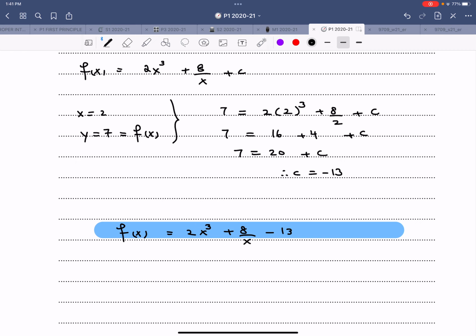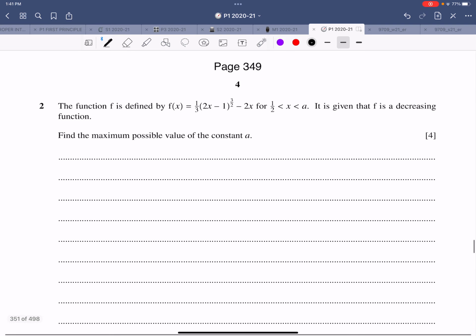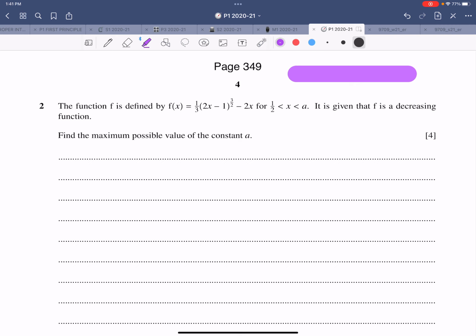Question number 1 done. Question number 2. Now it says the function f is defined by such and such. It is given that f is a decreasing function. So it's a decreasing function, increasing function thing, differentiation. Find the maximum possible value of the constant a.